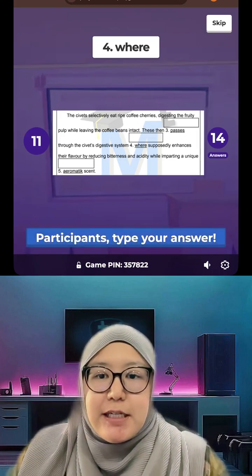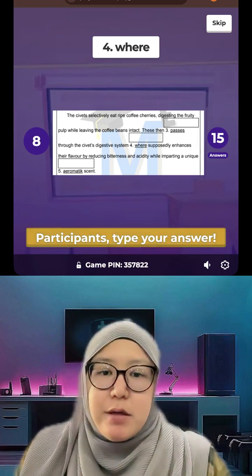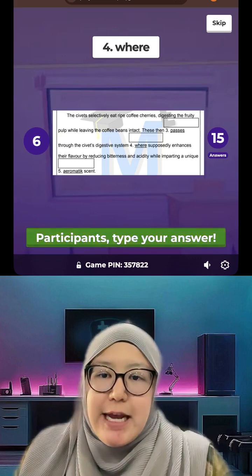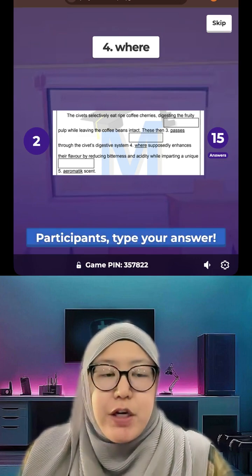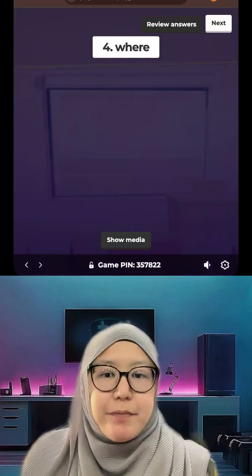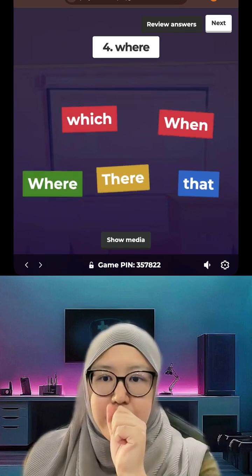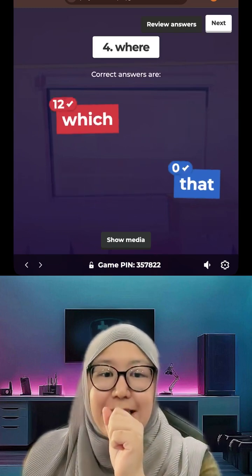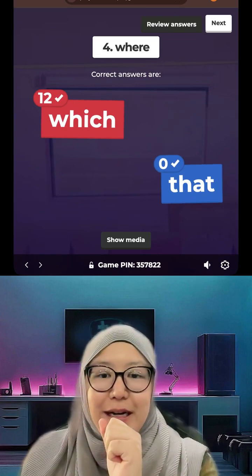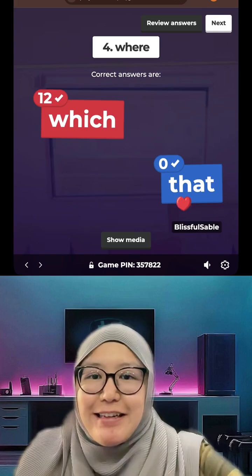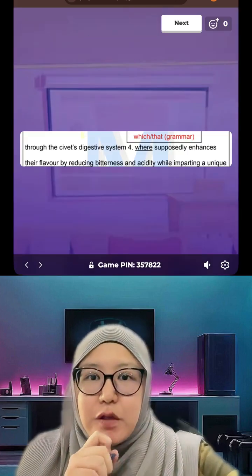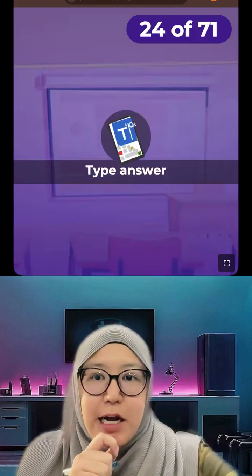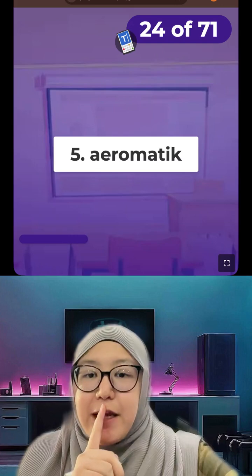Through the civet's digestive system, where supposedly enhance their flavors by reducing bitterness. Yes, the answer is which or that. Okay, so this is a grammatical error. Now, moving on to the fifth.